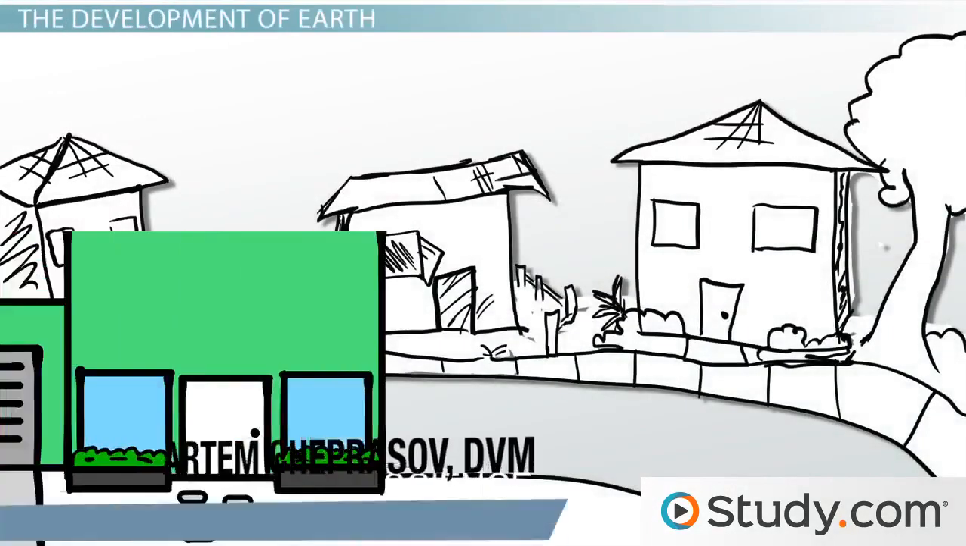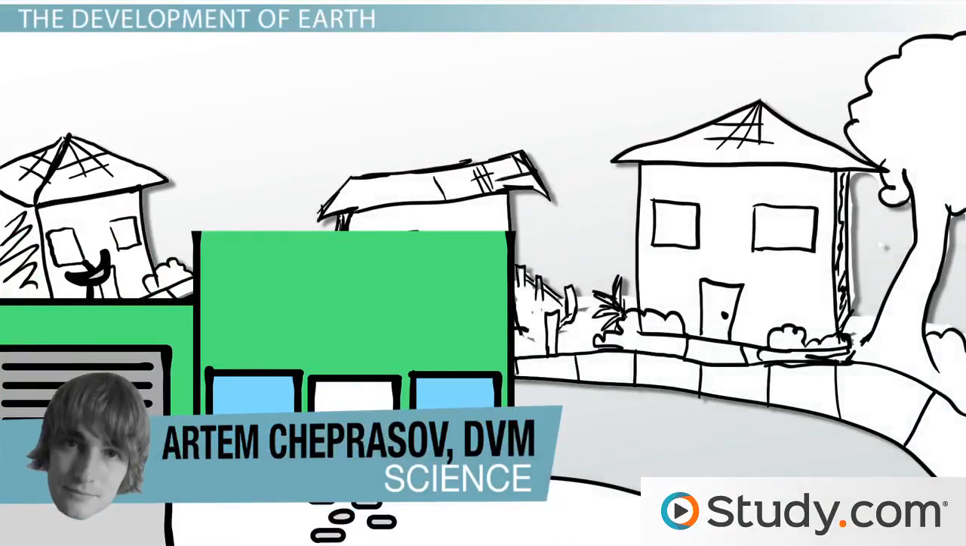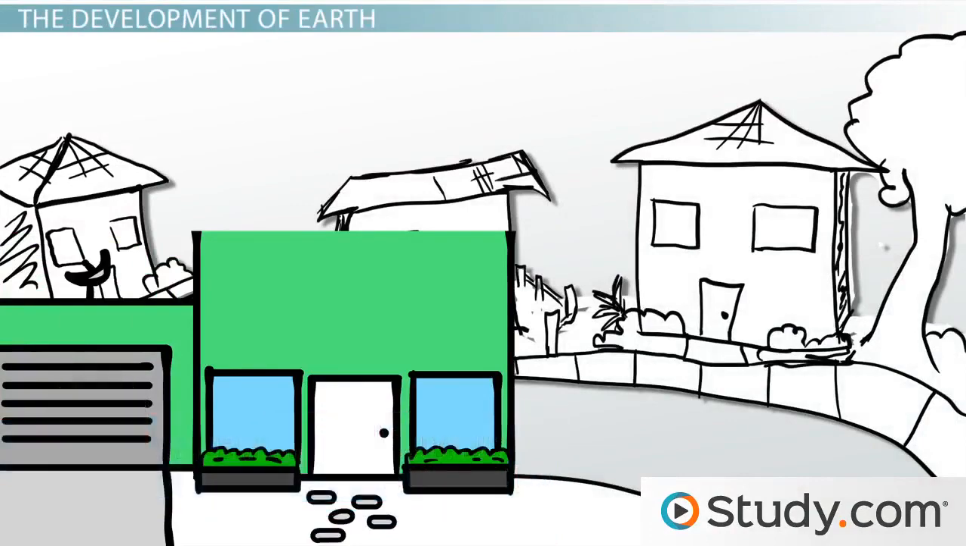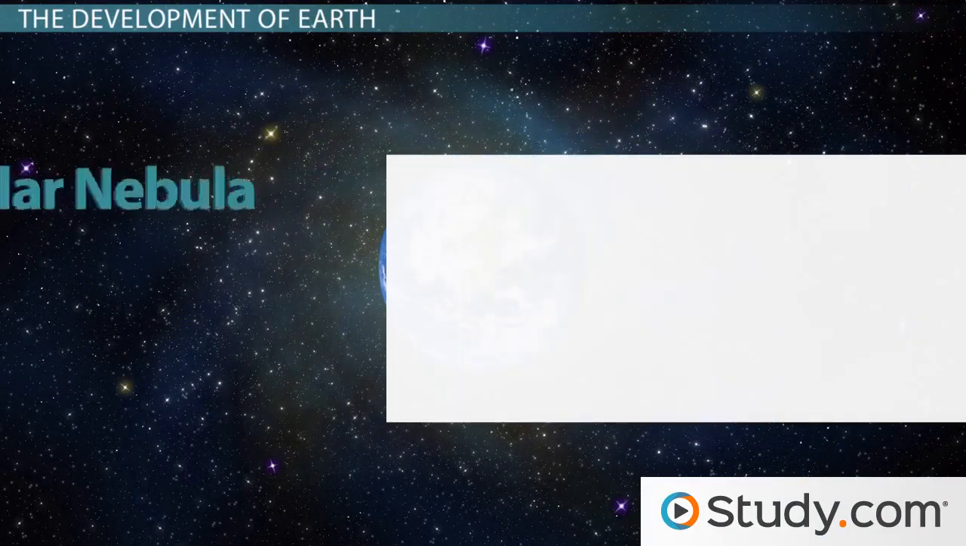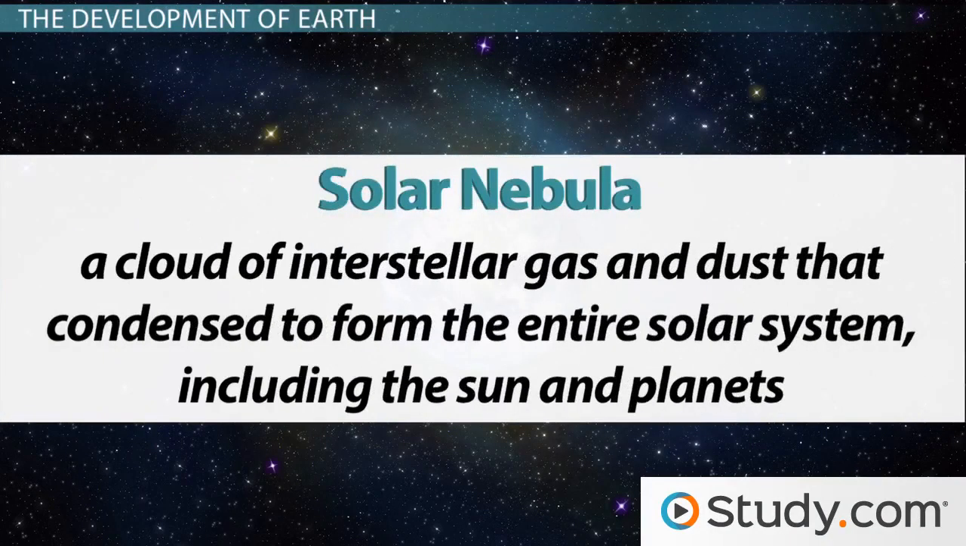Your home is built with a bunch of material: wood, brick, metal, plastic, fibers, and glass. Our home, Earth, was also built out of material from the inner solar nebula, which is a cloud of interstellar gas and dust that condensed to form the entire solar system, including the sun and planets.